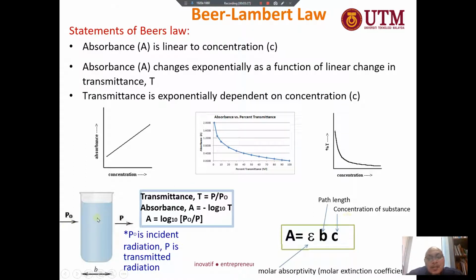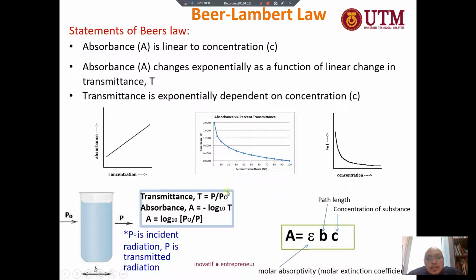Concentration is, of course, the concentration of your analyte over here. Molar absorptivity is the molar absorptivity of the compound. The molar absorptivity for a certain compound should be constant. For example, compound A has its own molar absorptivity, and compound X has its own molar absorptivity. Molar absorptivity is supposedly constant.